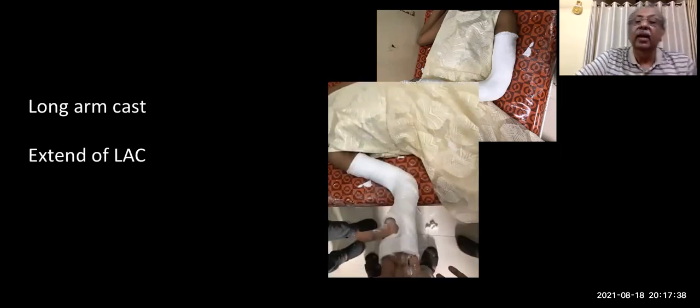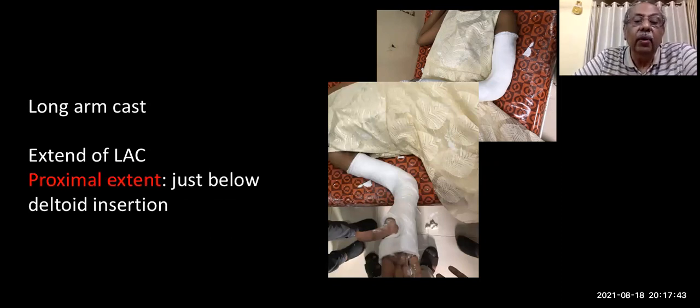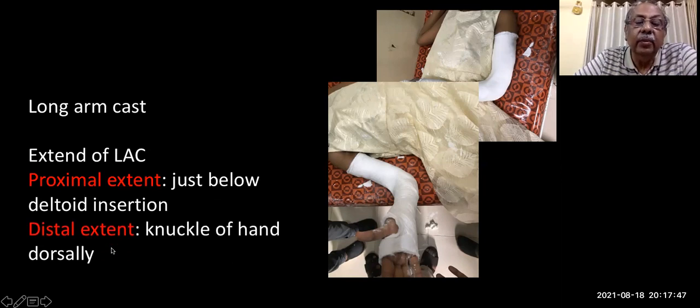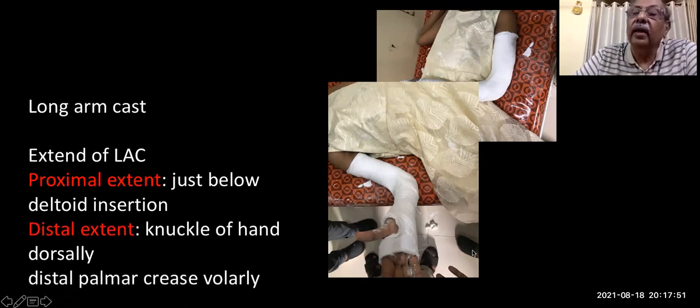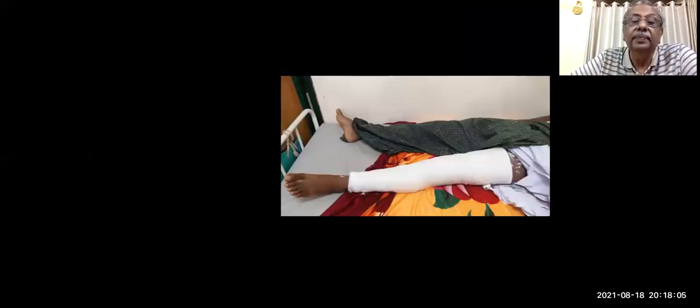Then they will ask you regarding this long arm cast, what is the extent of a long arm cast. The proximal extent is just below the deltoid insertion, and the distal should be up to the knuckles of the hand dorsally, and the distal palmar crease volarly. So what you see here, it should stop at the distal palmar crease on the volar aspect. Otherwise, the flexion of the fingers will be affected. This leads to stiffness of the fingers.